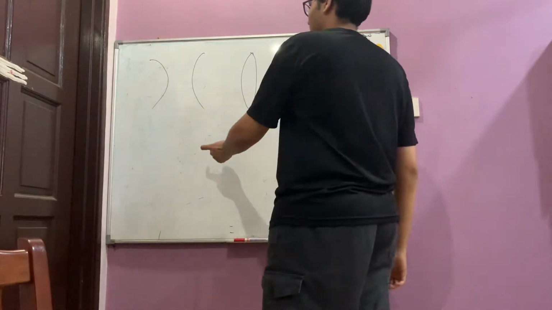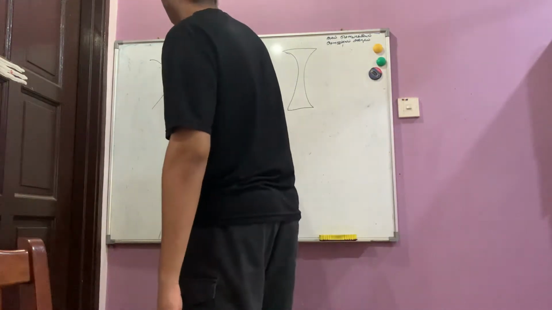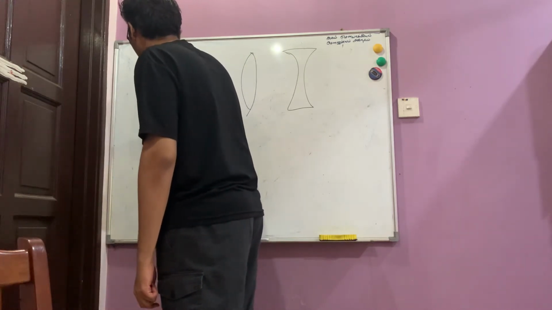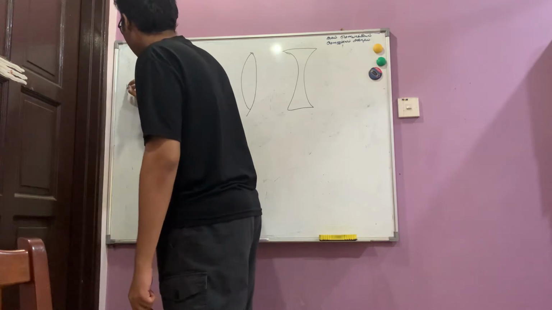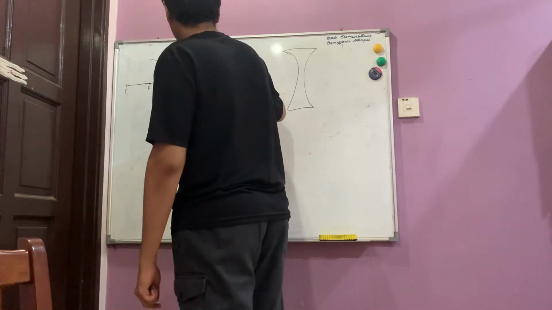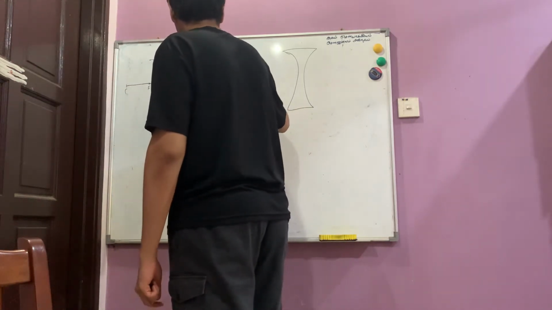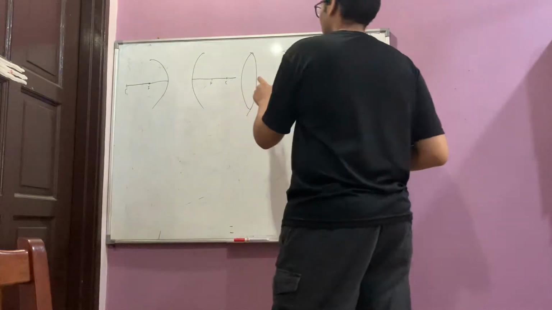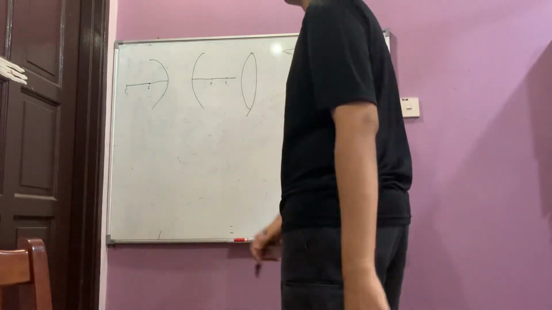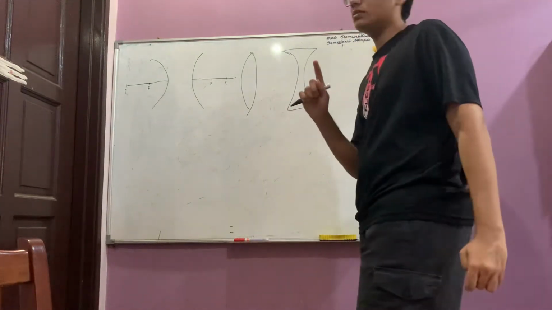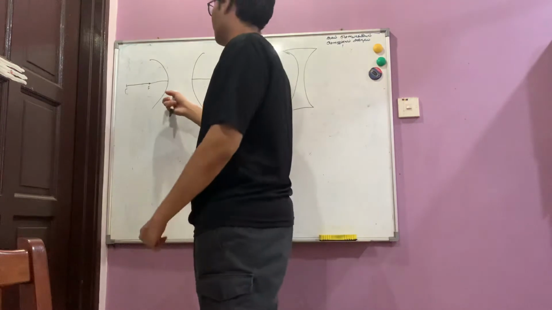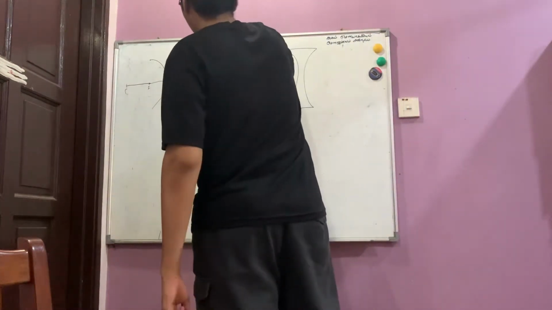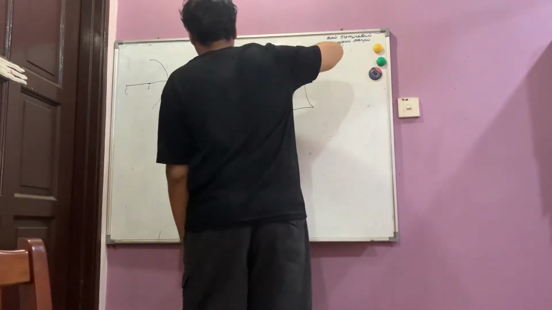So you need to remember every mirror has its own. For convex lens I'm going to draw this side, the lenses I'm going to cover after this. So let's start with a concave mirror.